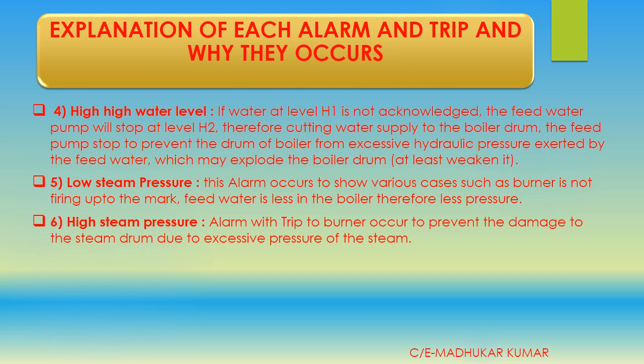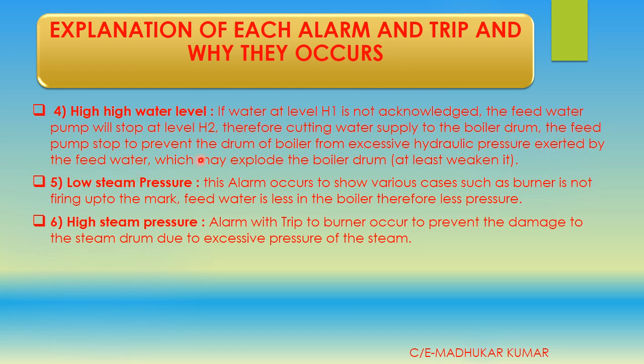Now we are going to see the high water level alarm and trip. If water level H1 is not acknowledged, that means the high water level alarm is not acknowledged, the feed water will rise further above H1 and go to H2. Then the high water level alarm and trip will come, cutting the water supply, and the boiler will also trip.